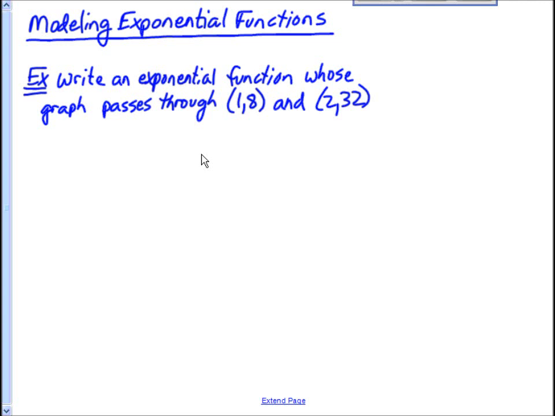Back to your favorite intermediate algebra course. We're going to look at modeling exponential functions today, and that's our objective. So look at this first example: an exponential function graph passes through those 2 points.